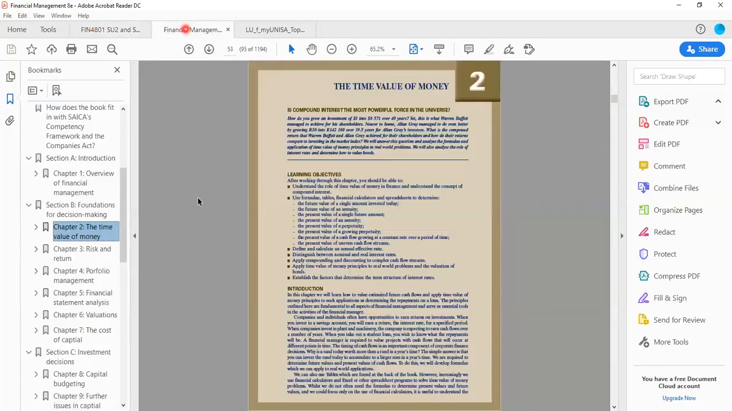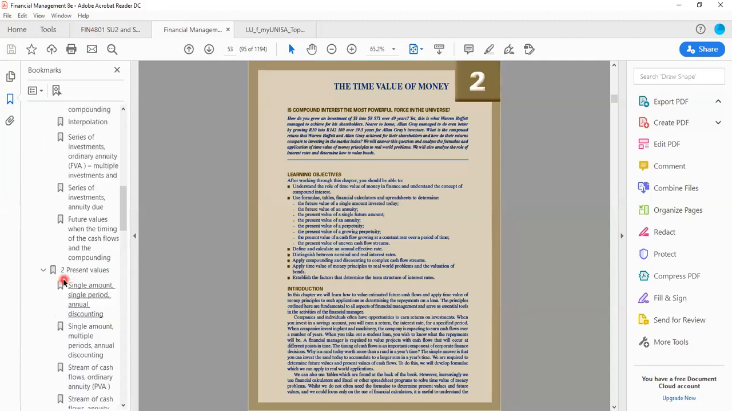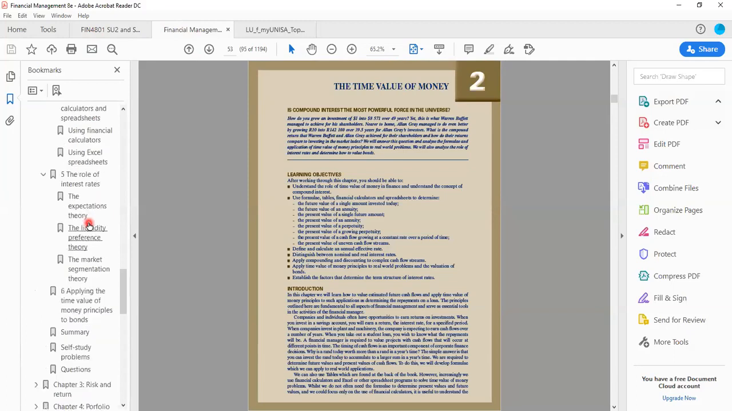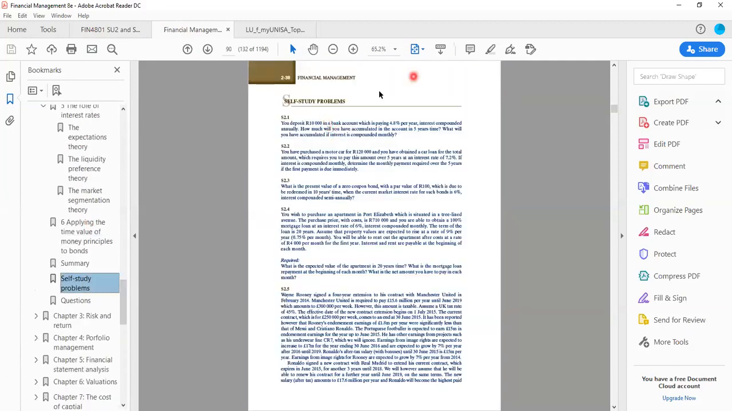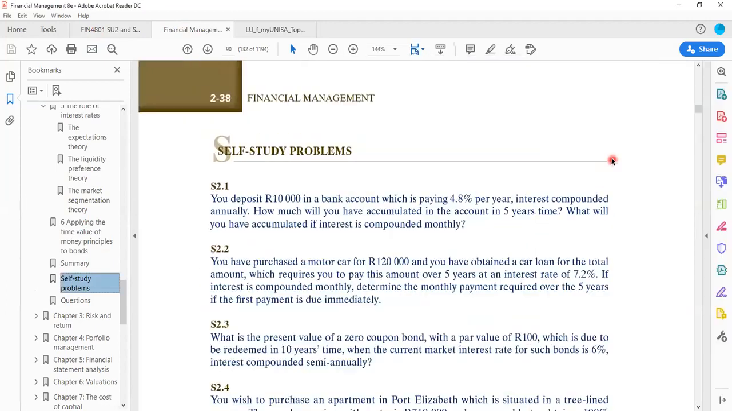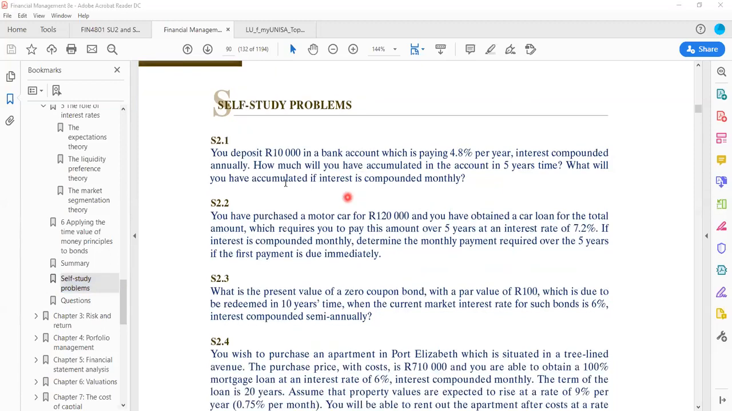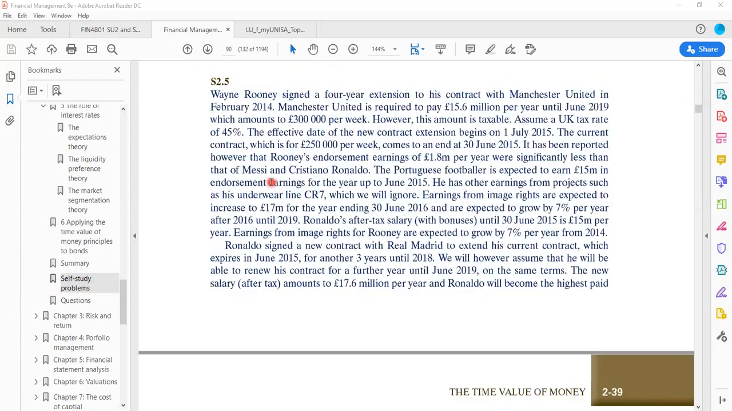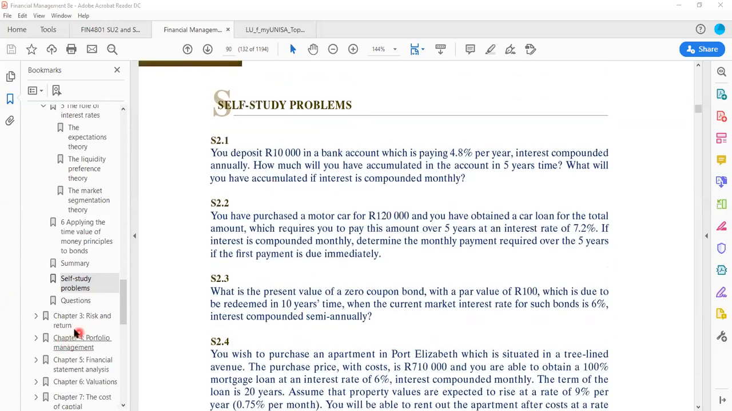So I asked you to look at some time value of money questions, which are found at the end of chapter 2, self-study problems. I just wanted you to become familiar with using your financial calculator for different calculations. In this module, there'll be a lot of calculations which involve using your calculator, so you should just be comfortable with that. So I'll just work you through some of the self-study problems I asked you to look at, and then we'll finish off chapter 3, risk and return.